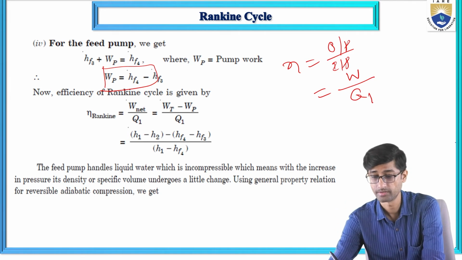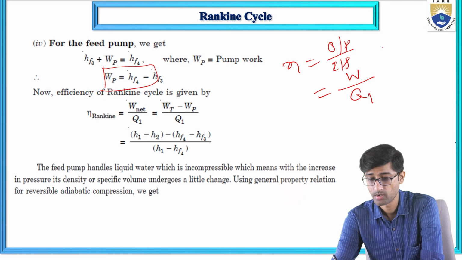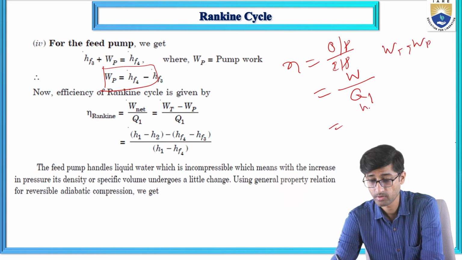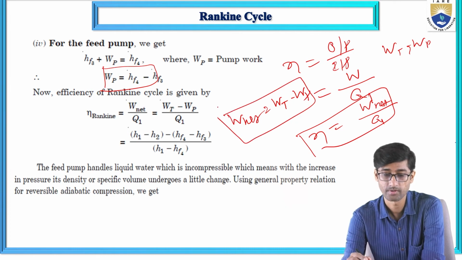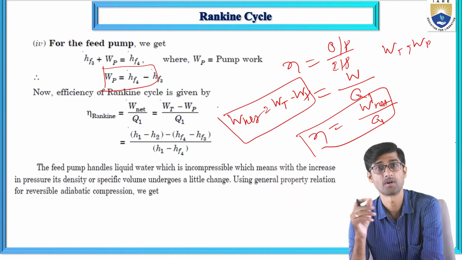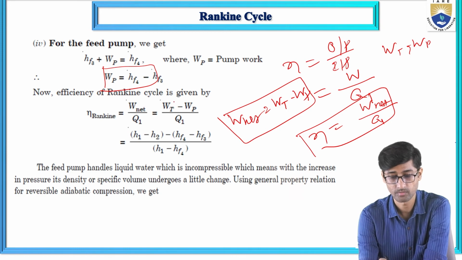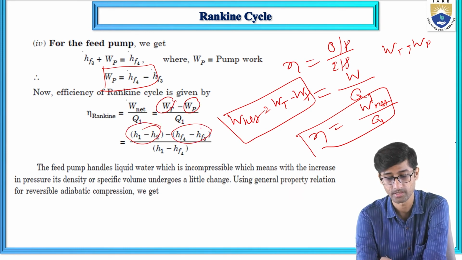But here there are turbine work and pump work, so now we consider the net work done. The net work done divided by the heat supply is called the efficiency of the Rankine cycle. The net work done is equal to turbine work minus pump work. The turbine work is H1 minus H2, the pump work is H4 minus H3, and Q1 is equal to H1 minus H4.